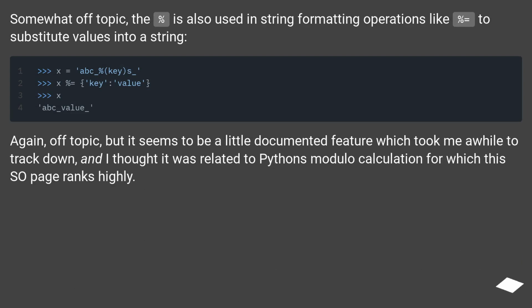Somewhat off topic. The percent is also used in string formatting operations like %= to substitute values into a string. Again, off topic, but it seems to be a little documented feature which took me a while to track down, and I thought it was related to Python's modulo calculation for which this SO page ranks highly.